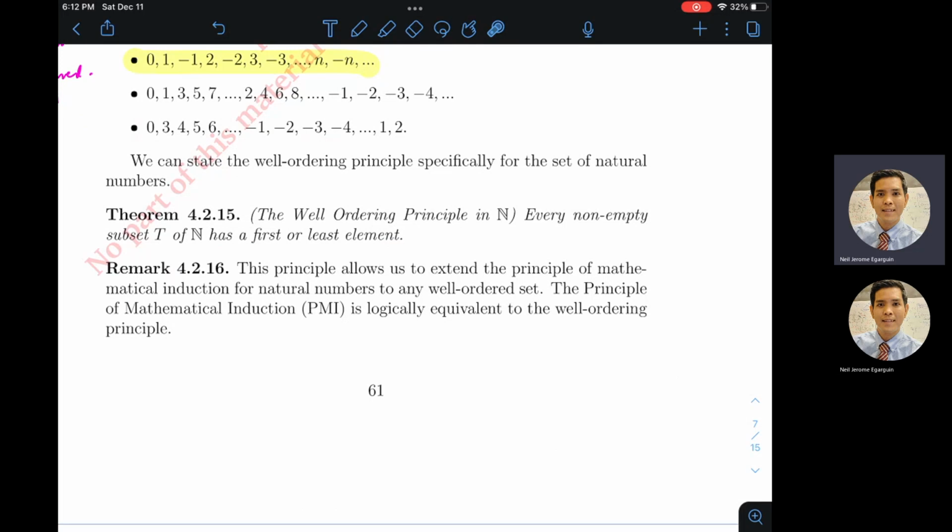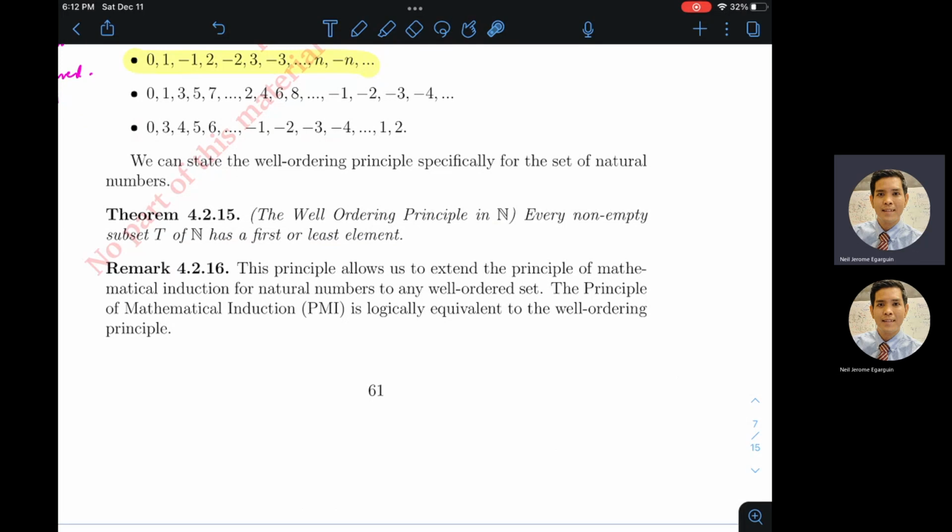Well, you can prove this using Theorem 13, even though this is just a retranslation or a specification. Kasi si N ay non-empty. All right? So ibig sabihin, by Theorem 13, there will exist a well order in N. Kung meron kang well order kay N, kahit anong subset niya ay may first element. And that's what the conclusion of Theorem 15 is saying. Okay?